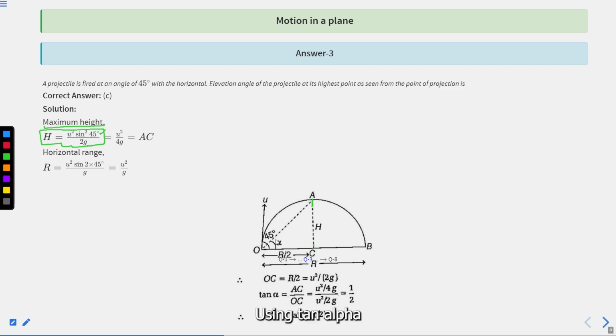Using tan alpha in triangle OAC. Clear? Tan alpha is equal to AC upon OC, perpendicular upon base, where AC is u square upon 4g. This is AC, and OC is u square upon 2g. Clear?